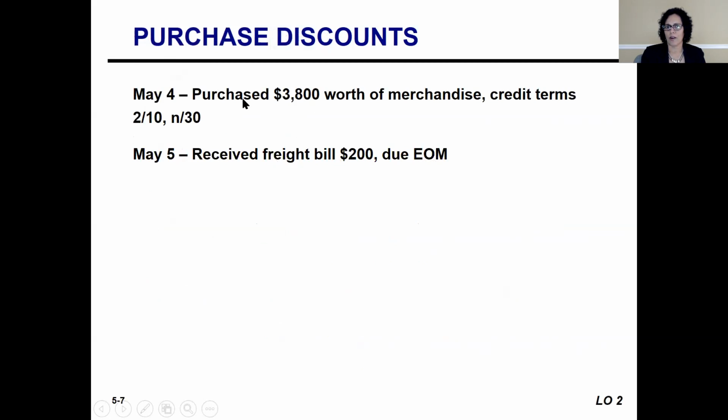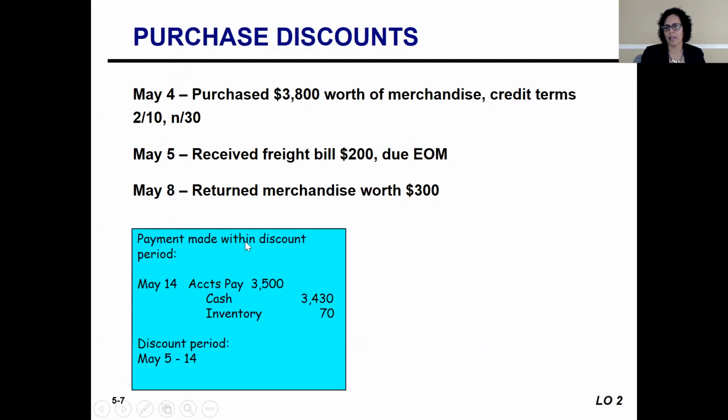These discounts we've talked about over here never apply to the freight bill. This discount is offered by the seller on the invoice price of whatever they're selling. Typically, we'll never have a discount on the freight bill. On May 8th, merchandise worth $300 was returned. The buyer sends it back to the seller. So how much do they owe? 3,800 minus 300 is 3,500 is what they owe.